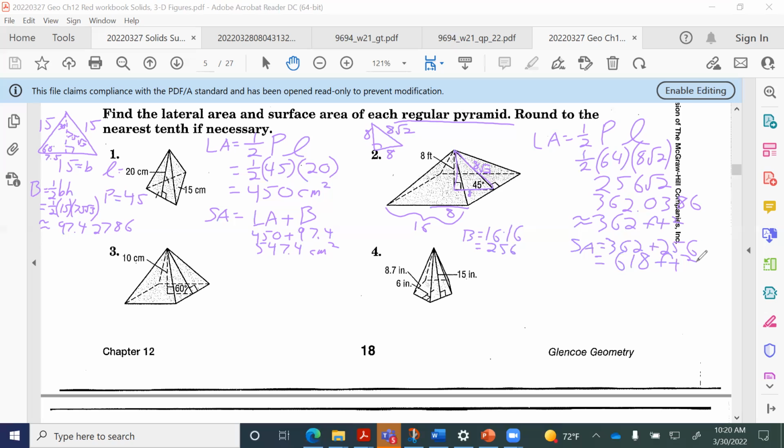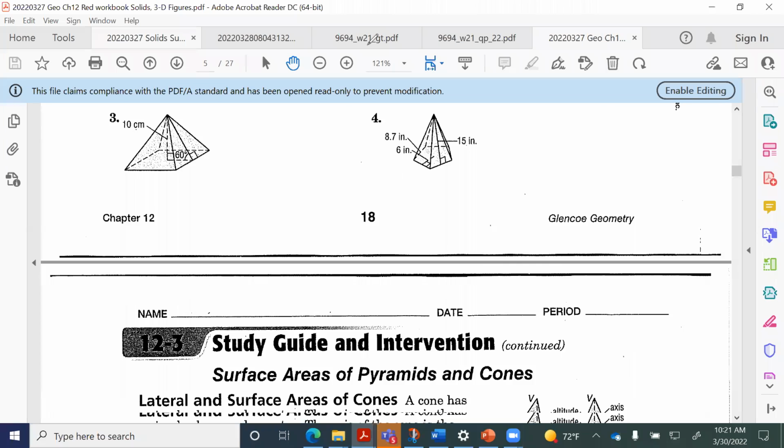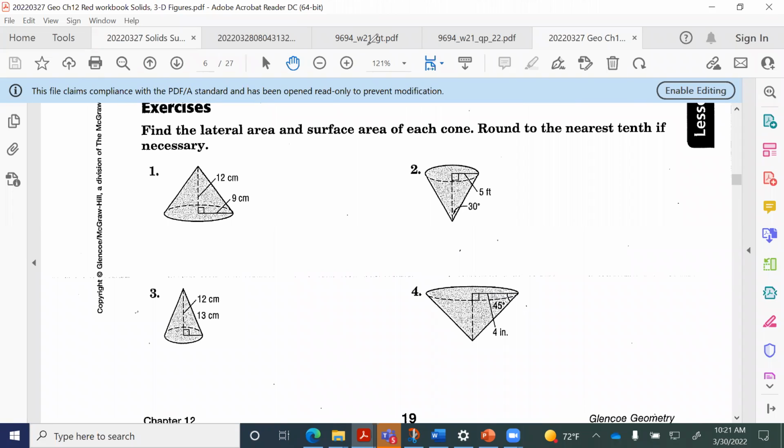We have 2 more on that page. All right, let's take a look at the cone real quick. So again, on the cone, same thing. All right, our cone formula. You can use the basic cone formula, or if you're looking at this, you could use a simplified version, which is this pi r L for our lateral area.